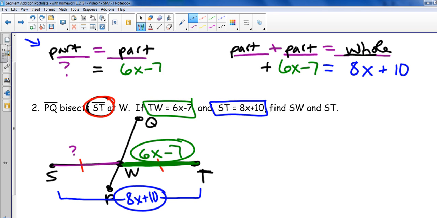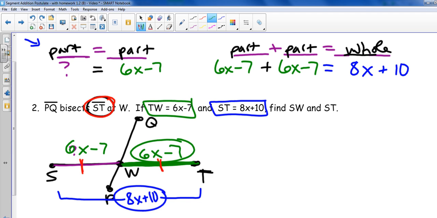But I did mark something in my picture that could help us out here. I marked tick marks, and that tells me things are equal. So if SW is equal to WT, then whatever WT is, SW has to be the same thing. Which means I can now say that SW is actually going to be 6x minus 7, because it's the same as WT, and WT was 6x minus 7. And there's your answer for setting up the equation.